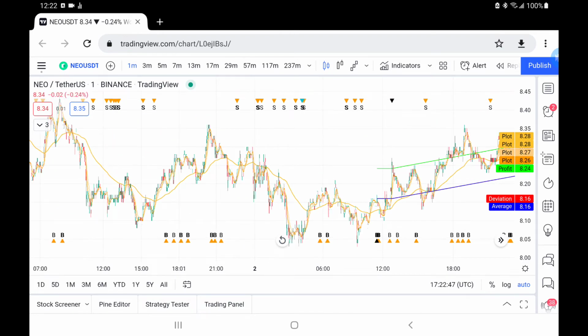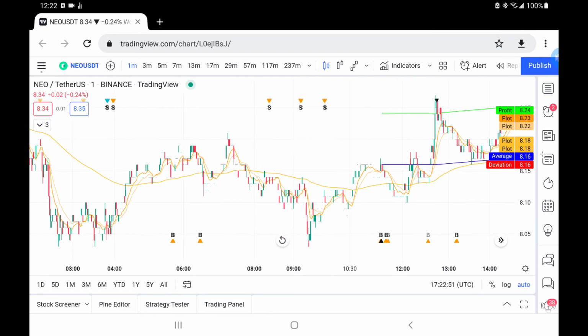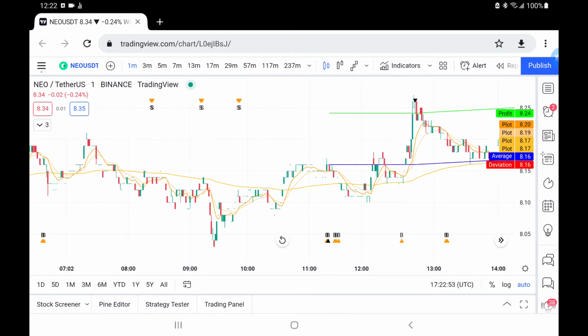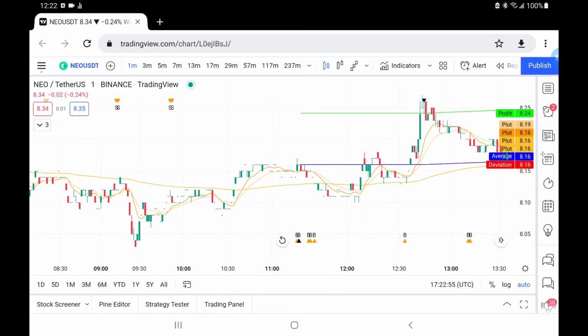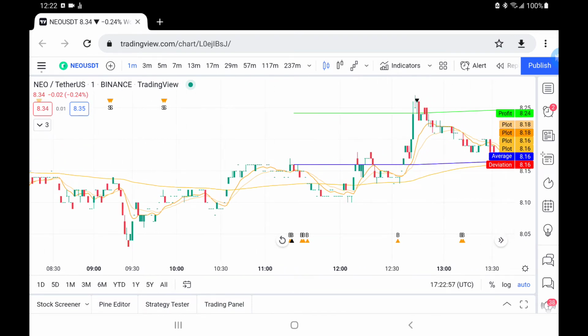Here's a very interesting short run, and I do mean very short. It got in, and literally within about an hour and a half, 2 hours, it got out.